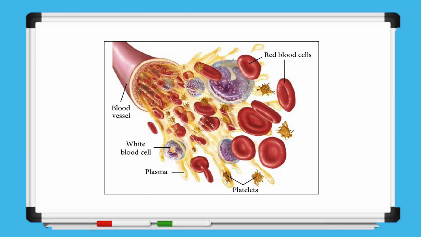Plasma forms the liquid portion in which all blood cells float. Red blood cells are the most abundant cells and give blood its red color. Along with them, white blood cells and platelets are also suspended in the plasma. Together, these components flow continuously through blood vessels as blood circulates throughout the body.